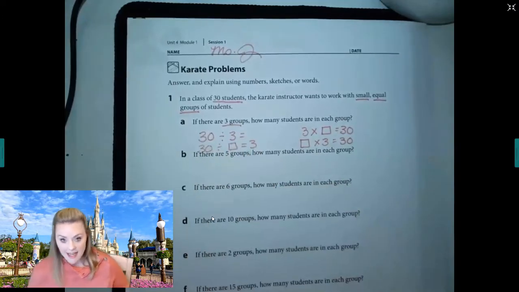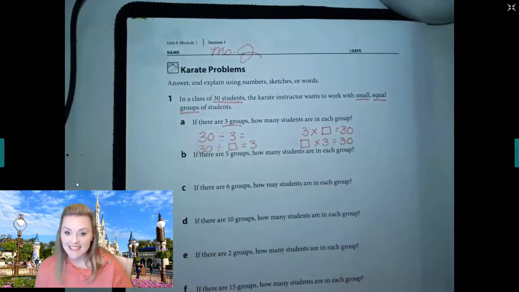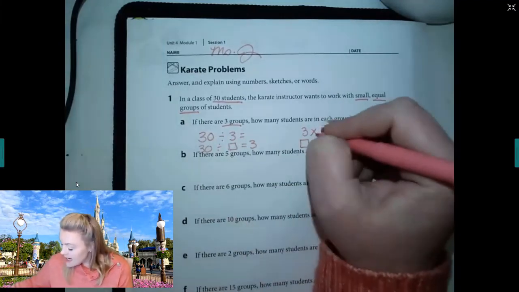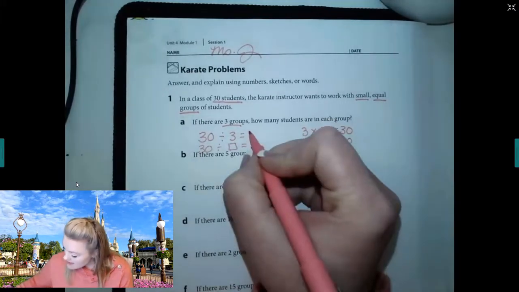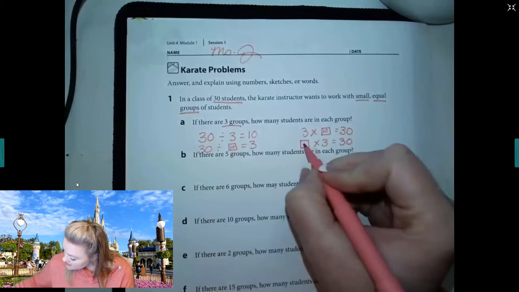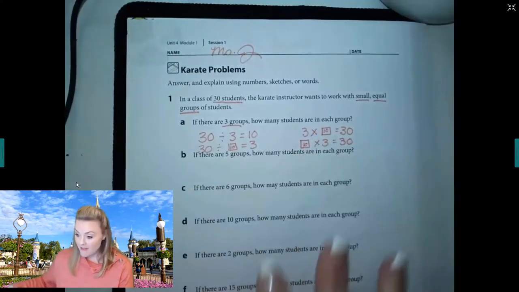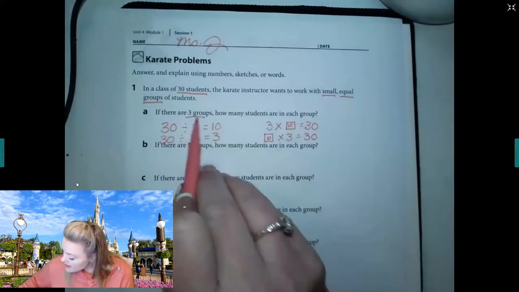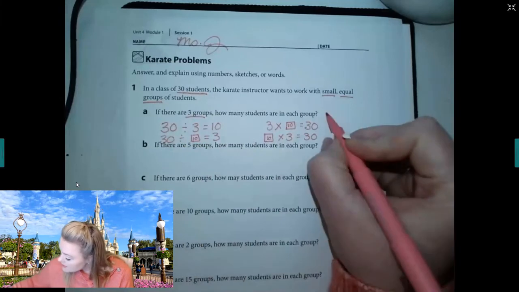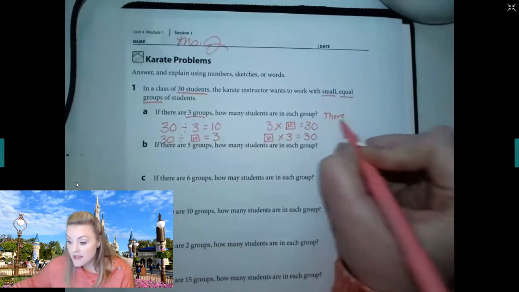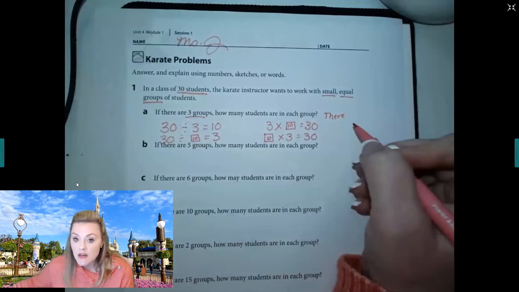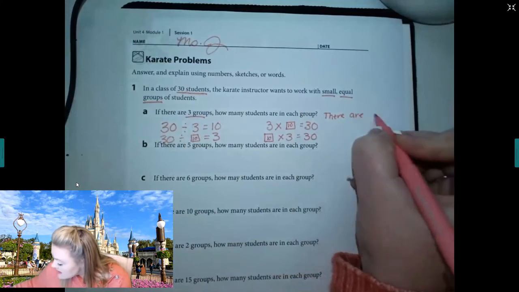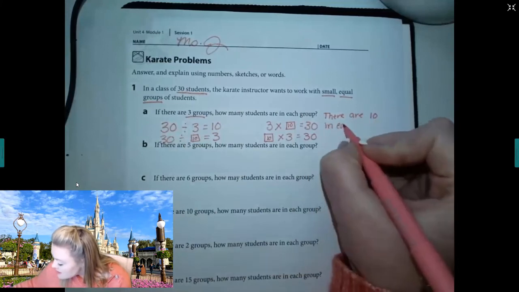So think about that for just a second. Good. 10, 20, 30. So if you're multiplying by 10, 3 times 10 is 30. So that means the missing number is 10. Okay, so I used up a lot of my space making that fact family, but I want to make sure that I explain my work. So I would say, if there are 3 equal groups, how many students are in each group? There are 10 in each group.